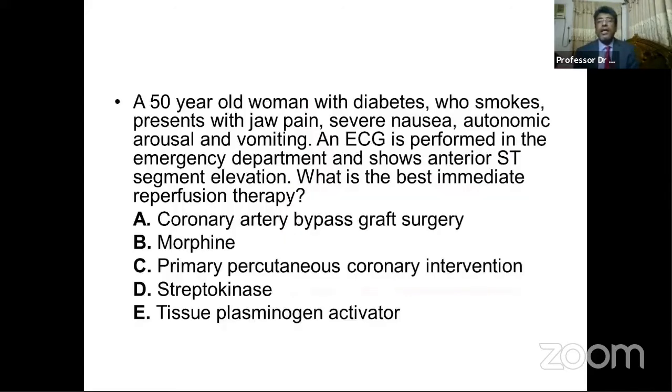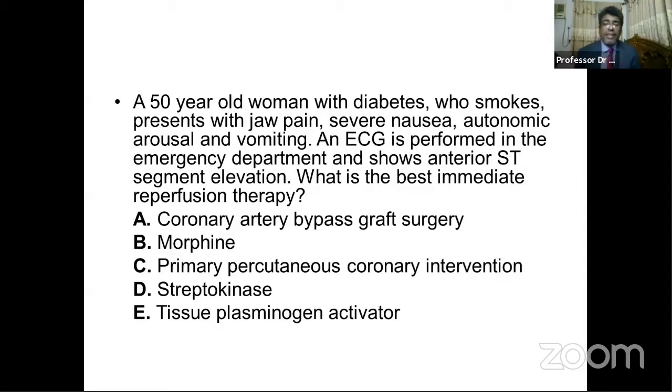So now we shift to the next scenario. A 50-year-old woman with diabetes who smokes presents with jaw pain, severe nausea, autonomic arousal and vomiting, and an ECG is performed in the emergency department and shows anterior ST segment elevation. Which is the best immediate reperfusion strategy here?